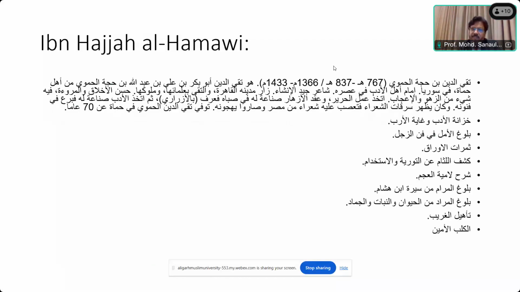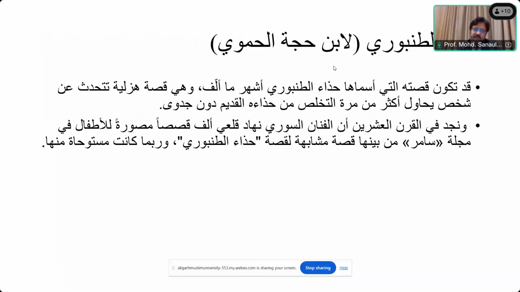حذاء التموري by Ibn Hajjah al-Hamawi is something like a story which has been written. So this حذاء التموري by Ibn Hajjah al-Hamawi presents itself as a link among the links that we have between the modern fiction and the traditional art of fiction in the history of Islam, or the storytelling in the history of Islam.